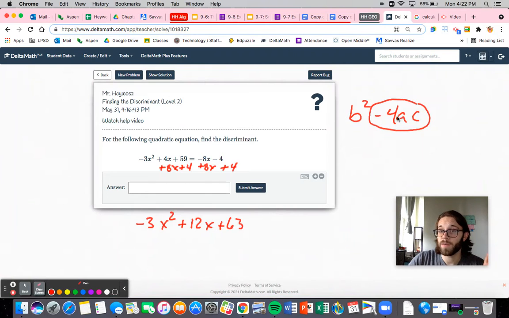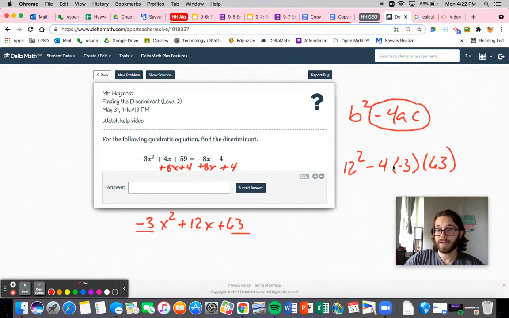However, I have negative 4ac, and then I have only one negative in the a or the c, right? That means it'll end up positive. So I already know I'm going to end up with a positive number. Let's figure out what it is. So I have 12 squared minus 4 times negative 3 times 63. So as I was saying, this negative and this negative are going to cancel out. So whenever you have only two negatives, you automatically know you're going to have two real solutions.